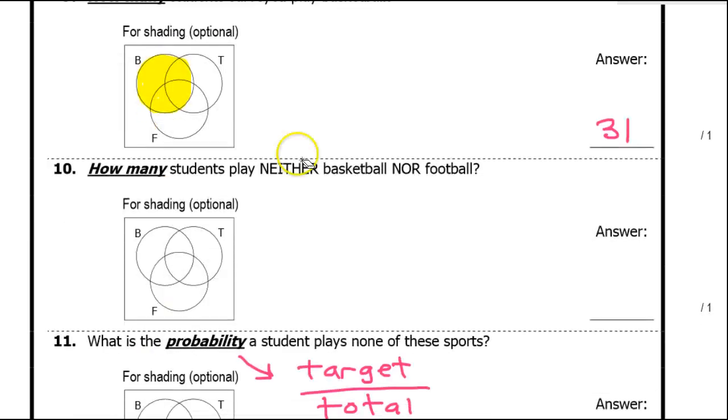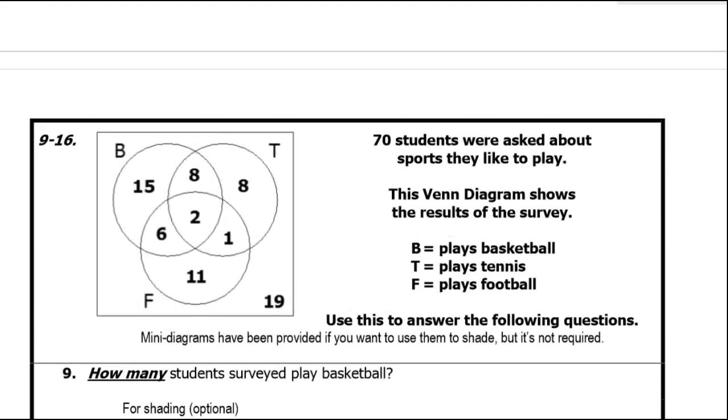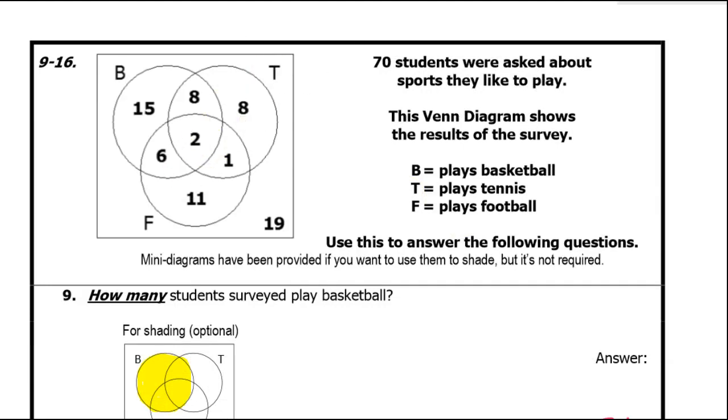Problem number 10. How many students play neither basketball nor football? If I'm going to start shading in, I really want to use the numbers though. Neither basketball nor football. So, in your mind, think of a number that represents students that play neither basketball nor football, like one of the numbers on the screen. Well look, this is the basketball circle, so we have to stay out of that. This is the football circle, so we have to stay out of that. Here's a number.